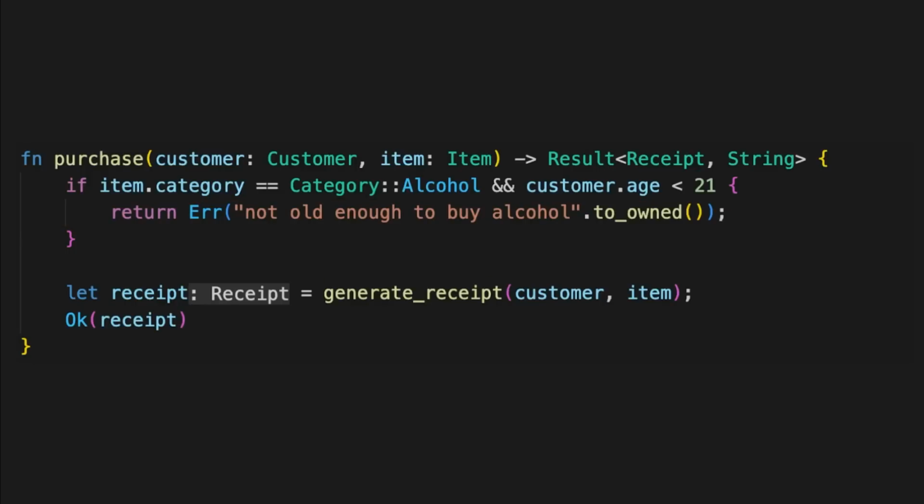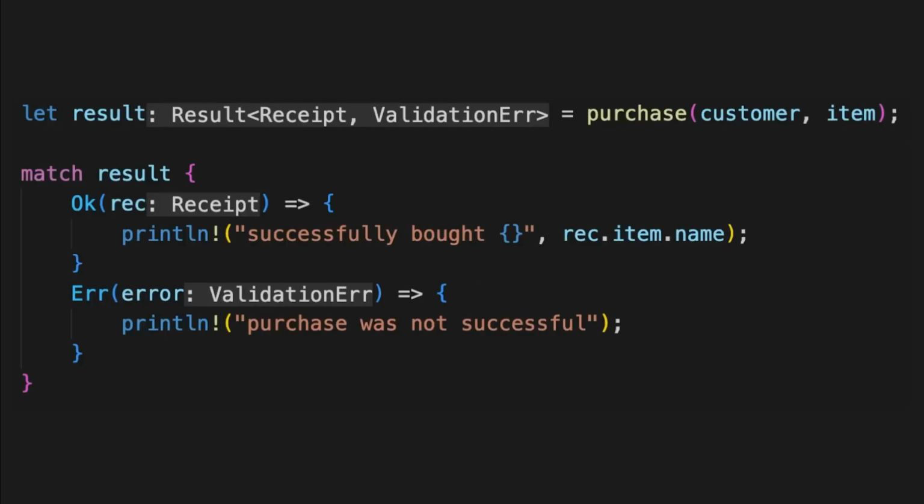In Rust, we could use the Result enum instead. The function signature now clearly indicates that this operation may fail. If the customer is underage, one option is to return an error message in the form of a string. Alternatively, we could return a custom error type which the caller can react to programmatically. Calling the purchase function returns a Result enum which has to be checked to see if it's the Ok variant or the Err variant. This forces the caller to explicitly handle the error case.